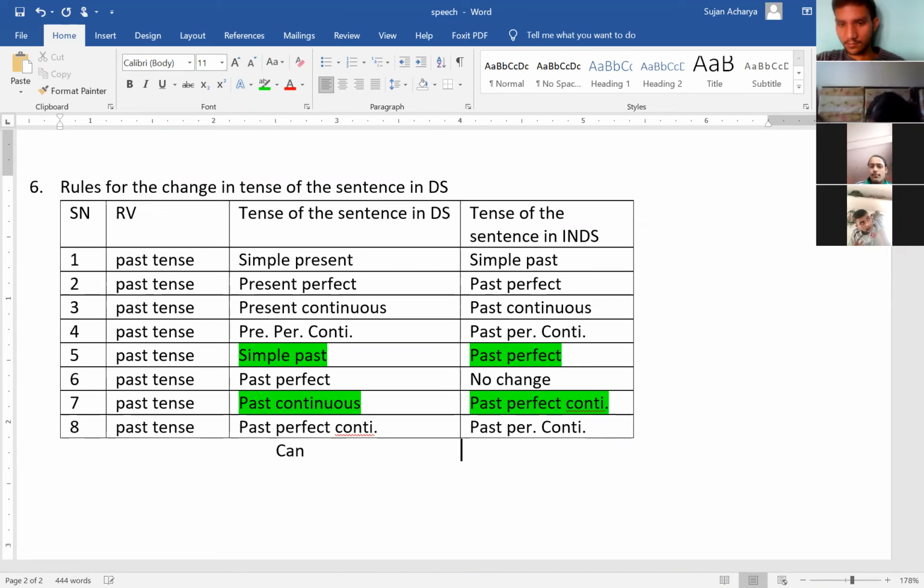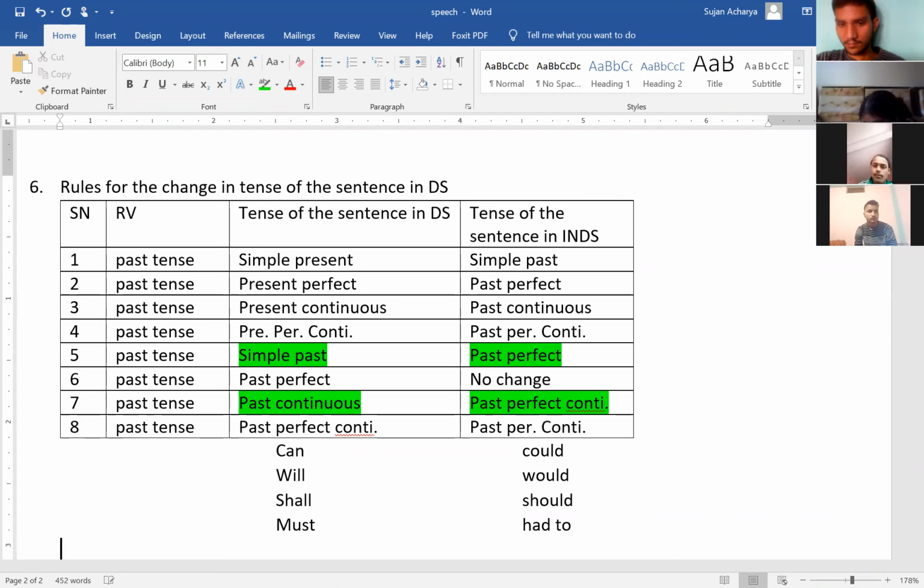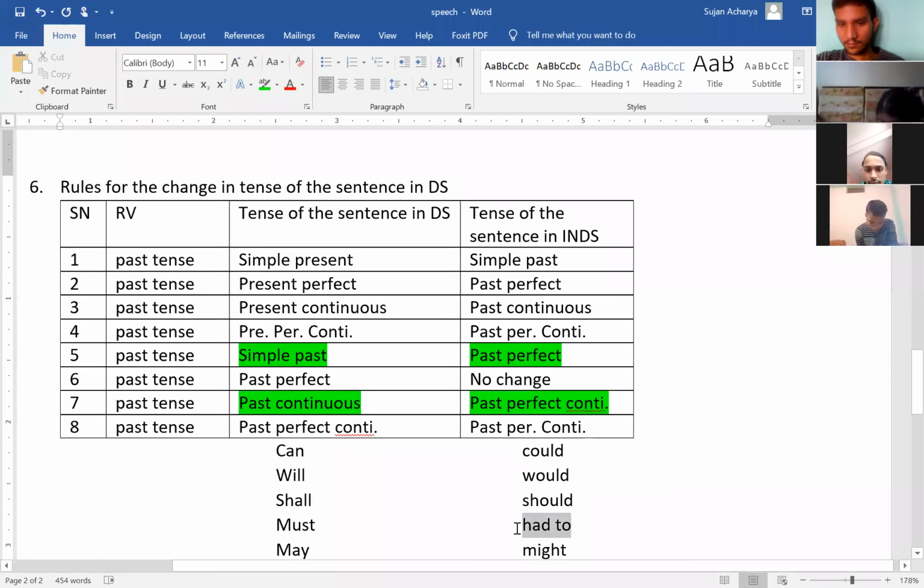Can changes into could, will changes into would, shall changes into should, must changes into had to, may changes into might. He said to me, you must go there, you must do it. He told me that I had to do that.